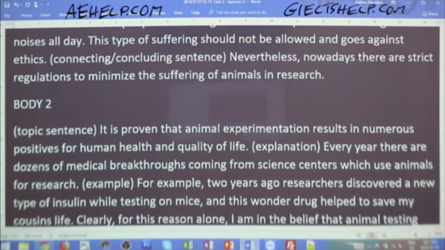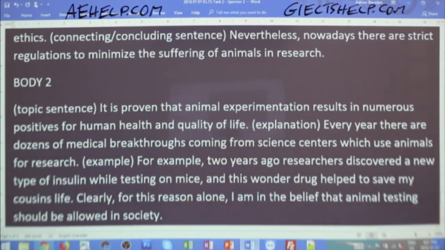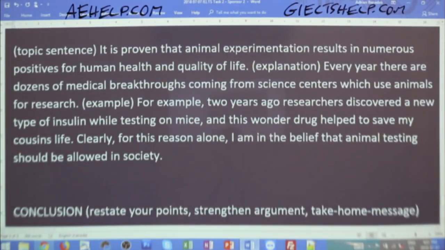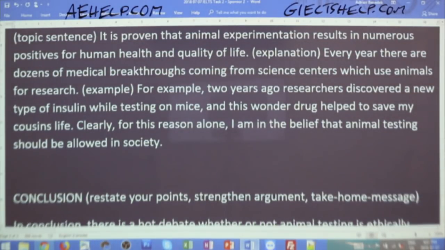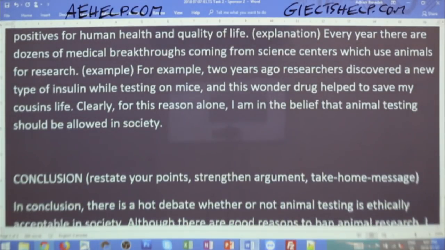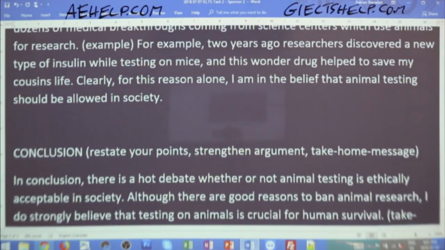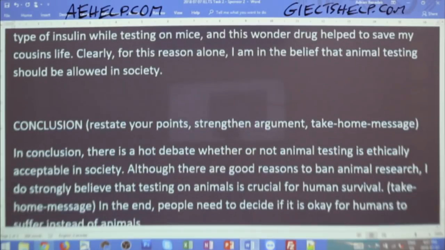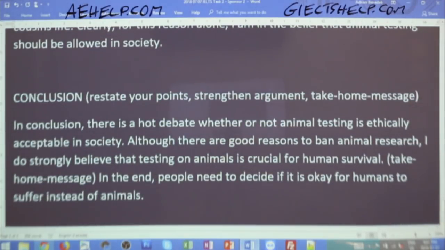Nevertheless, nowadays there are strict regulations to minimize the suffering of animals in research. It is proven that animal experimentation results in numerous positives for human health and quality of life. Every year, there are dozens of medical breakthroughs coming from science centers which use animals for research. For example, 2 years ago, researchers discovered a new type of insulin while testing on mice, and this wonder drug helped to save my cousin's life. Clearly, for this reason alone, I'm in the belief that animal testing should be allowed in society.